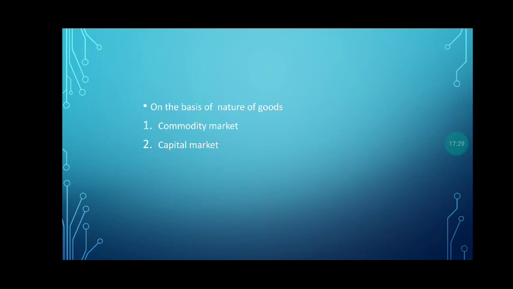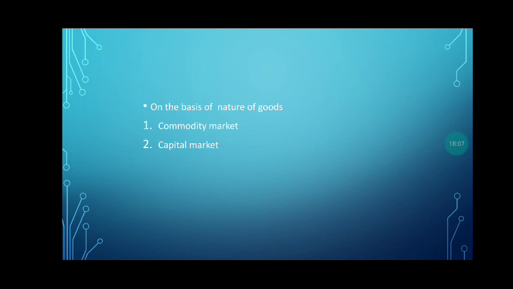Whenever we are talking about the nature of goods, it is categorized into two parts, that is commodity markets and capital markets. Whenever we are talking about the commodity market, it is a market which deals in materials, produced and manufactured goods, and these goods may be consumer goods, or they may be industrial goods or producer goods. The commodity market also includes the bullion market. The bullion market is associated with dealing in precious metals like diamond, gold, silver, etc.